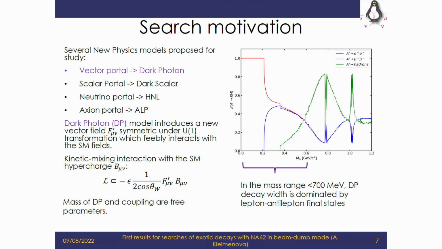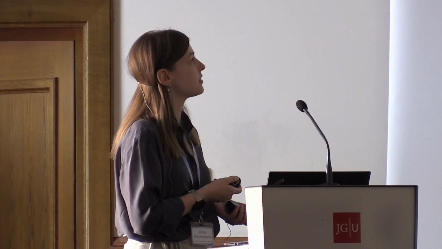I show the plot on the right-hand side. You can see that below 600 MeV, the decays of the dark photon are dominated by leptonic modes, and for now we focus only on leptonic modes. So let's see what NA62 can do with the dark photon.